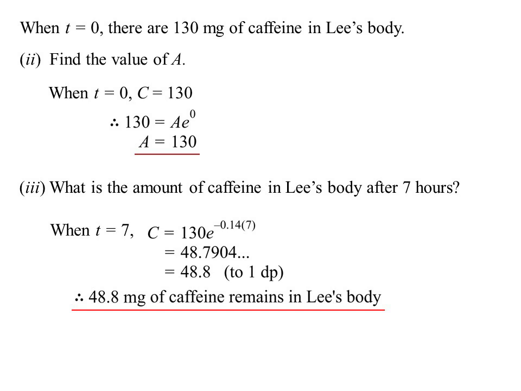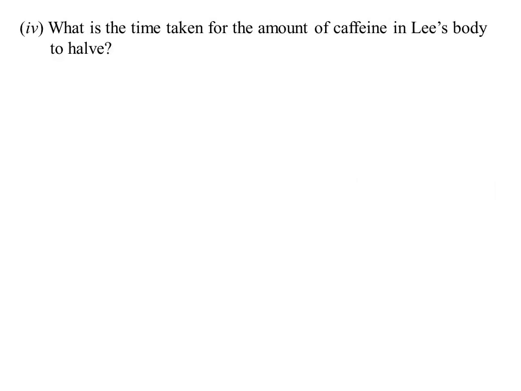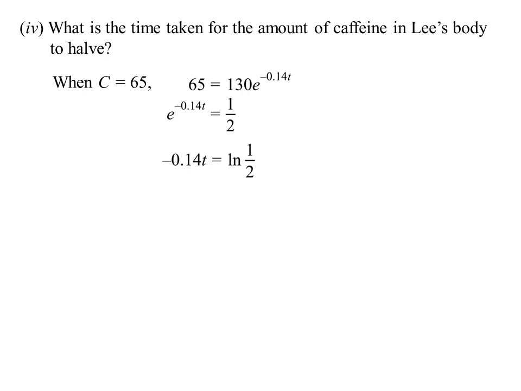It really is, once we've got our equations, they really are just substitution questions. Plug a number in, what's the answer we get? What's the time taken for the amount of caffeine to halve? Right, well, half would be 65 milligrams. Substitute that one in, but now we've got this exponential equation to solve. Undo the exponential, do the inverse, which of course is our natural logarithm. I'll pause there. This log of a half.